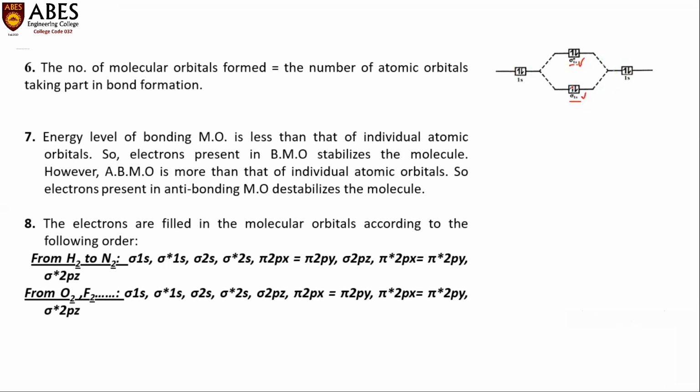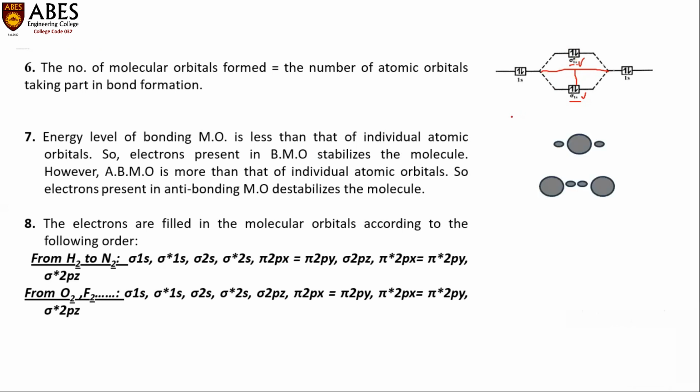Next point, the energy level of the bonding molecular orbital is less than the individual atomic orbital. Suppose these two are atomic orbitals, this is the energy level of these two atomic orbitals. When the molecular orbitals are formed, the energy level of the bonding molecular orbital is less than that of the anti-bonding molecular orbital.